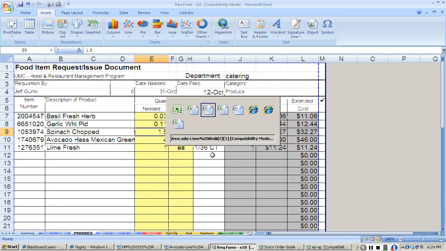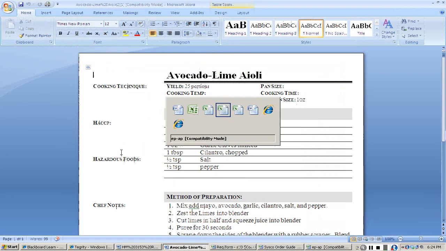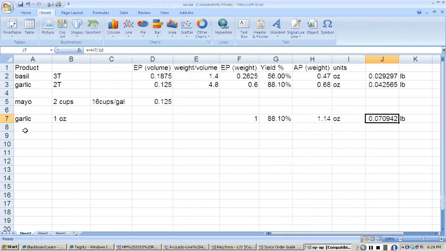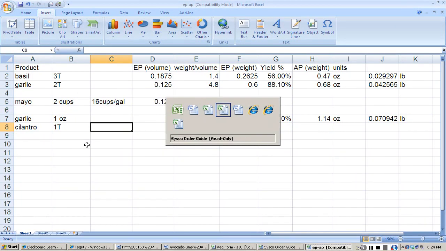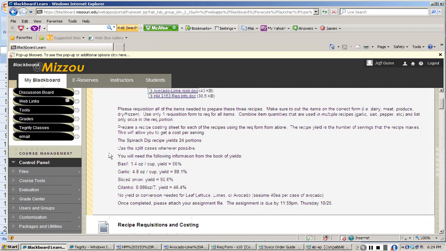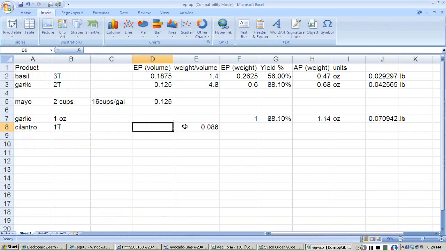Next on our recipe was cilantro. So 1 tablespoon cilantro chopped. I go into this EPAP, I've got cilantro, and it was 1 tablespoon. Okay. Go into Blackboard and get my information here. Cilantro is 0.06 ounces per tablespoon with a yield of 46.4%. So 0.06 ounces, 0.086 ounces per tablespoon.